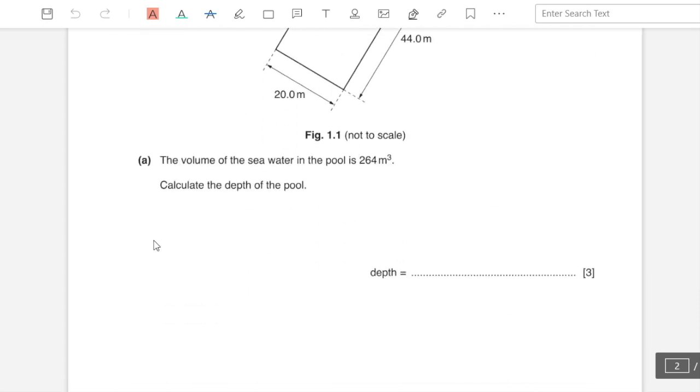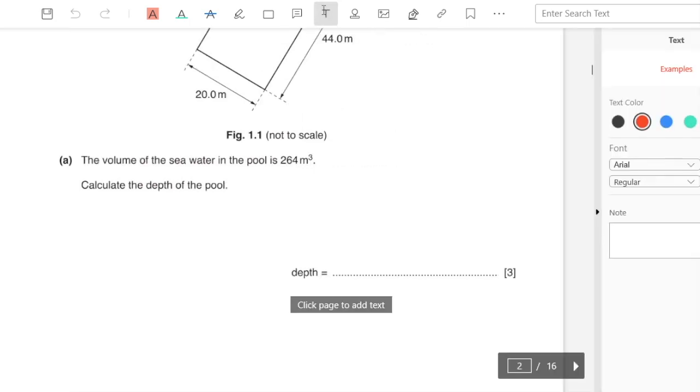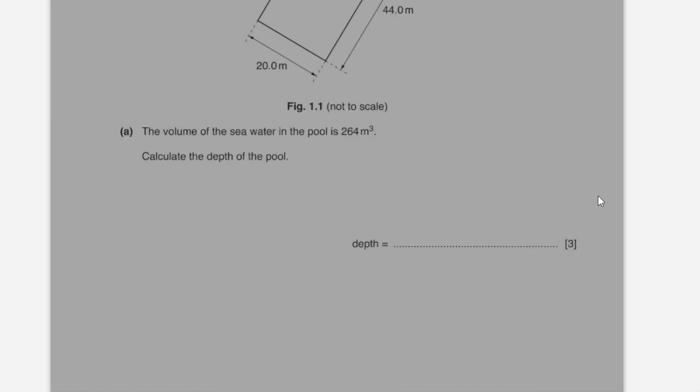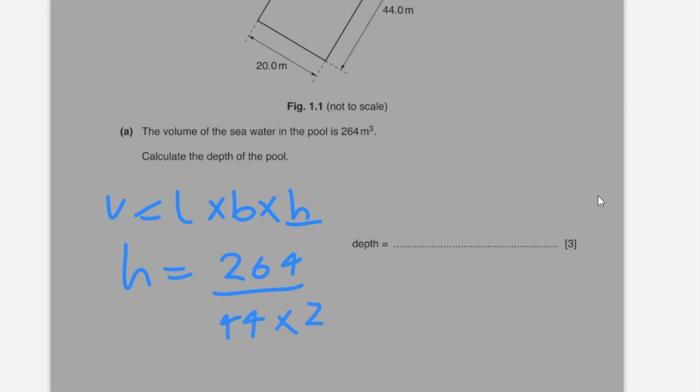Alright, so the formula of volume is length into breadth into height. So here we need to find out the depth, which is also known as the height. Height here is equal to volume 264 divided by the length into breadth, which is 44 into 2. So this is equal to 264 divided by 880, which gives us the depth as 0.3 meters.